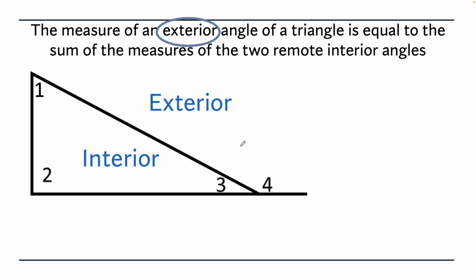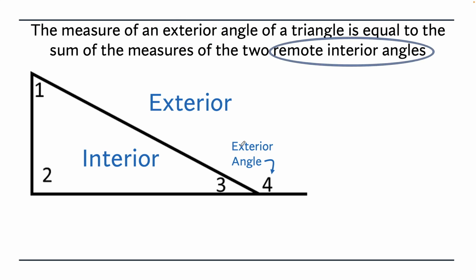All right, now the measure of the exterior angle, what's that? Well, if we take one side of the triangle and extend it, that creates what we call the exterior angle. Now the remote interior angles, what are those? We have three interior angles. We're only concerned right now about the remote ones. We'll look at angle 3 for just a second. We call that one the adjacent interior angle. It's right next to the exterior angle.